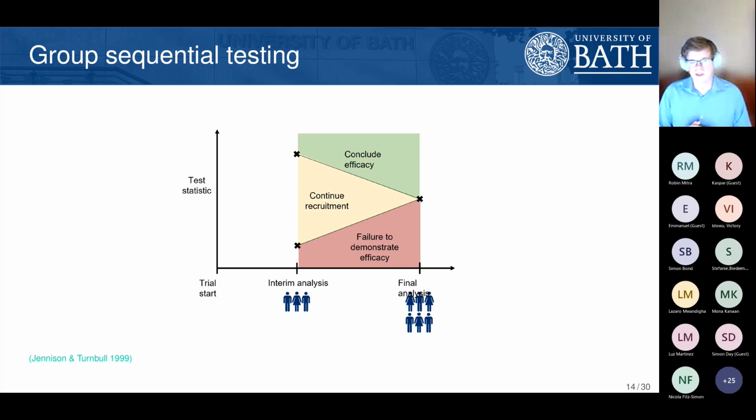I mentioned group sequential testing, so I would be remiss not to kind of put up the usual picture of this. And so this is the idea that if we have some test statistic, then at the interim analysis, we can make our conclusion for efficacy or continue recruitment or fail to demonstrate efficacy, i.e. futility, as we've been calling it, and then continue to a final analysis. But this is a formal hypothesis testing step in the interim analysis. And so there are other alternatives if we don't wish to take this step.